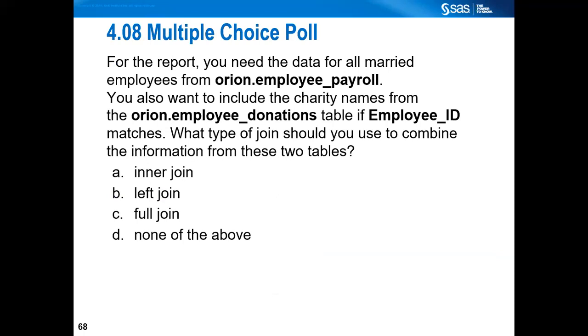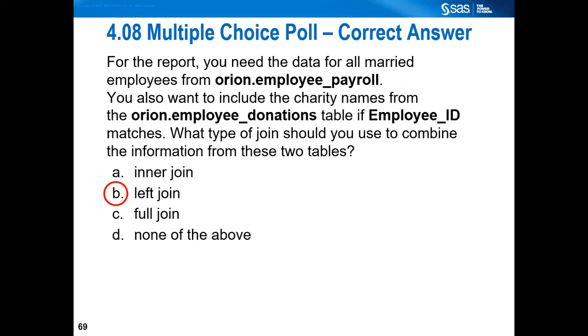So this is what the question is. For the report, you need the data for all married employees from employee payroll. You also want to include the charity names from your donations, which of course have employee ID in matching. What type of join should you use to combine the information from these two tables? Left, full, or none of the above? So Meena was correct, right?